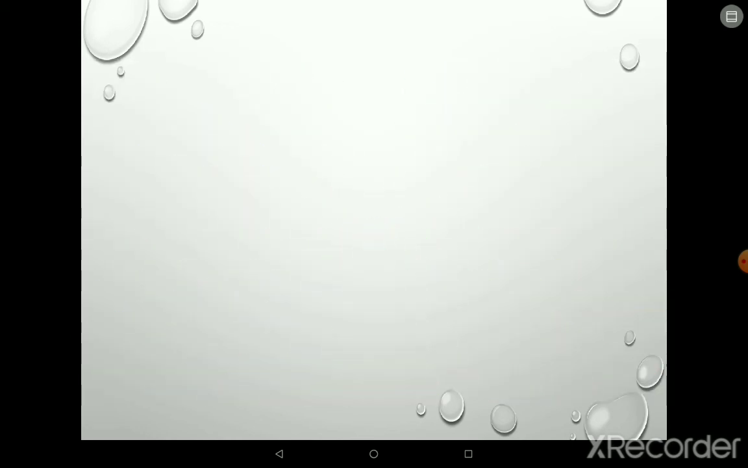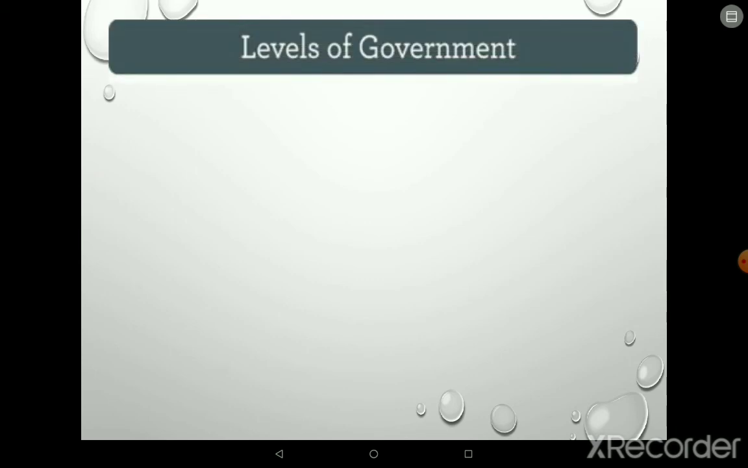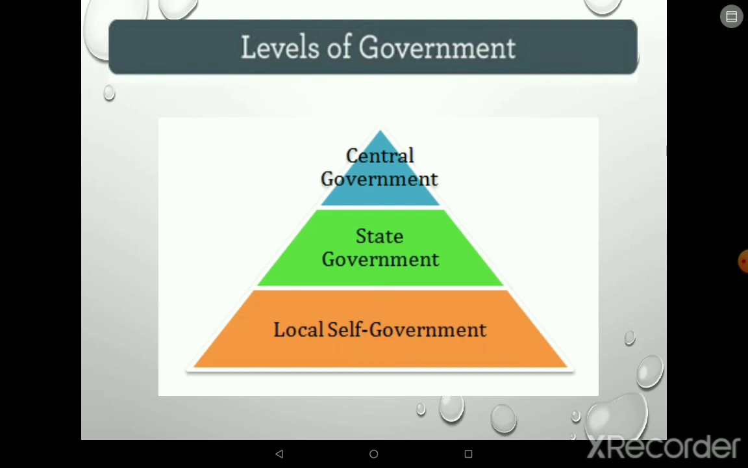Now the next part is the levels of the government in India. India is divided into 28 states and 9 union territories. The government of India functions at different levels. You can see the levels of the government. The first is the central government. Below that we have the state government, and after that we have the local self government. These are the 3 levels of government in which it works.